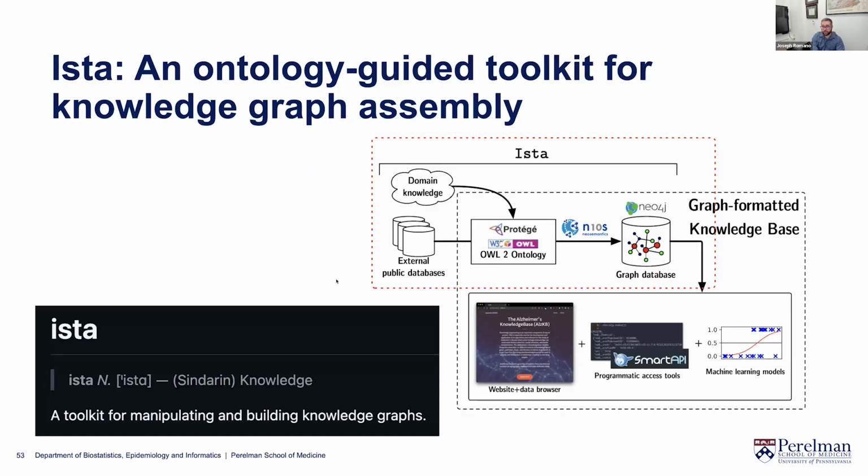So we've been developing a sequence of different software tools and resources for the scientific community that will enable them to construct their own knowledge representations in their own domains of research. And these are things that are publicly available. They're on GitHub and they're under active development. And so I encourage you to take a look at some of the stuff that we are doing. This is something called ISTA. So this is an ontology guided toolkit for knowledge graph assembly. And for those of you Lord of the Rings nerds, ISTA is based off of the Elvish word for knowledge. So just giving a shout out to Tolkien there.